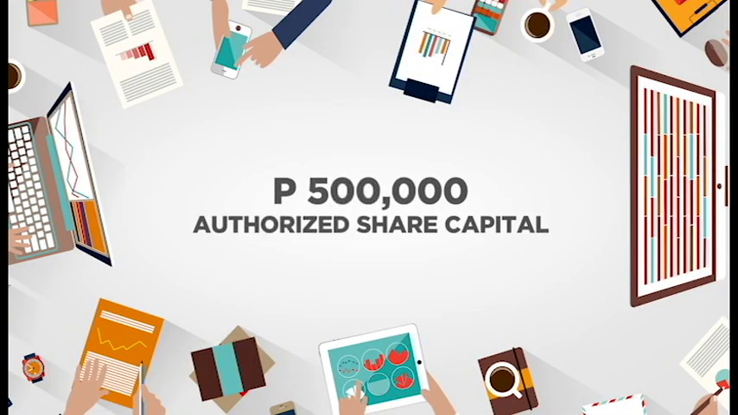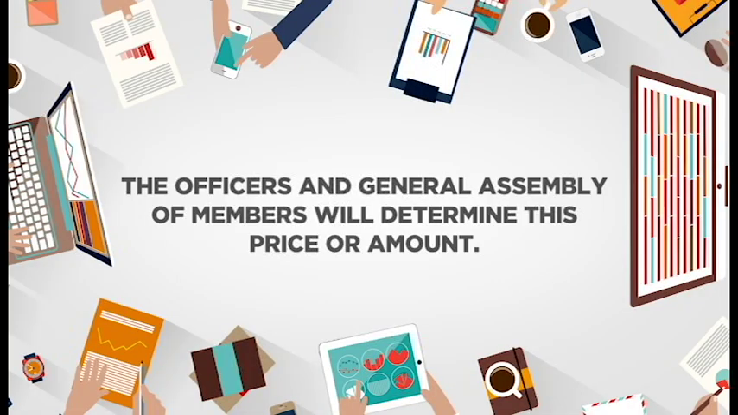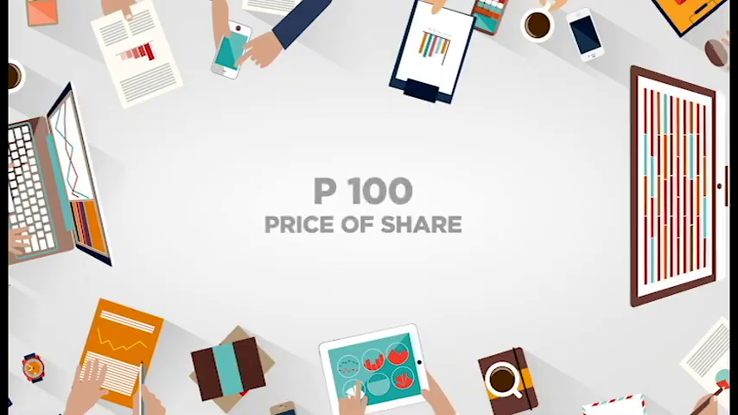Let's say that the authorized share capital is 500,000 pesos. You will divide this into parts. But before you can do that, you must set the price per share. The officers and General Assembly of Members will determine this price or amount. The amount should be reasonable so that the members can afford it. Let's say that the price of share is set at 100 pesos each.